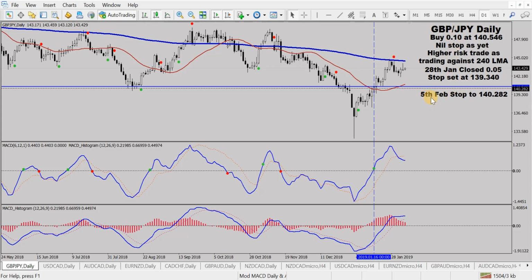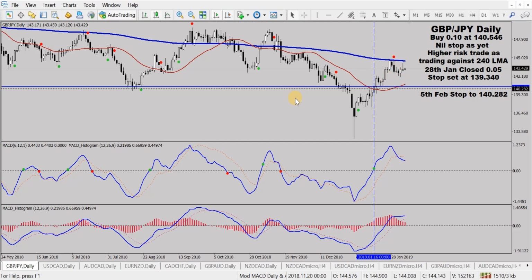So this morning, which is the 5th of Feb, I've moved my stop up on this buy trade to 140.282, so it's just below the entry level and also below the 25 SMA. Now this, I've already closed a part of this trade. You can read my notes, as I said.